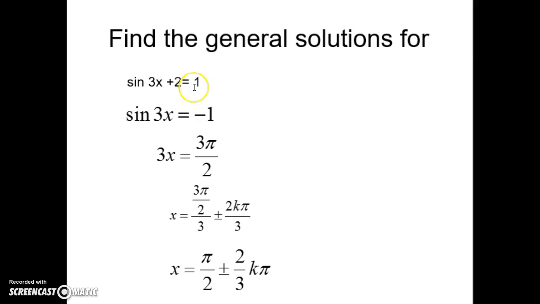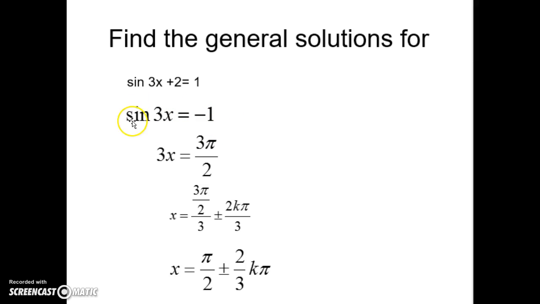So find the general solutions. Now we're back to general solutions. For the sine of 3x plus 2 equals 1. Well, this isn't a single angle measure. This is a triple angle measure. So I'm going to do the same thing that I would do if it was the sine of x plus 2 equals 1. I would take my trig equation and solve it for a single value.